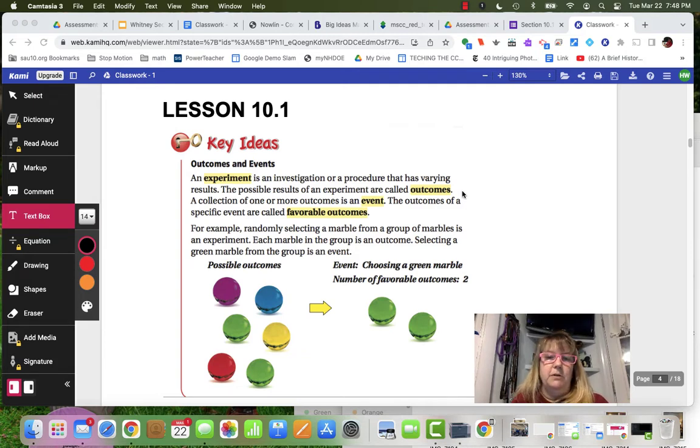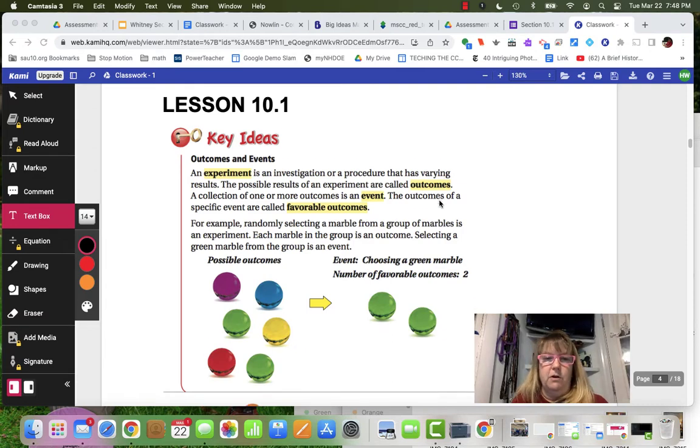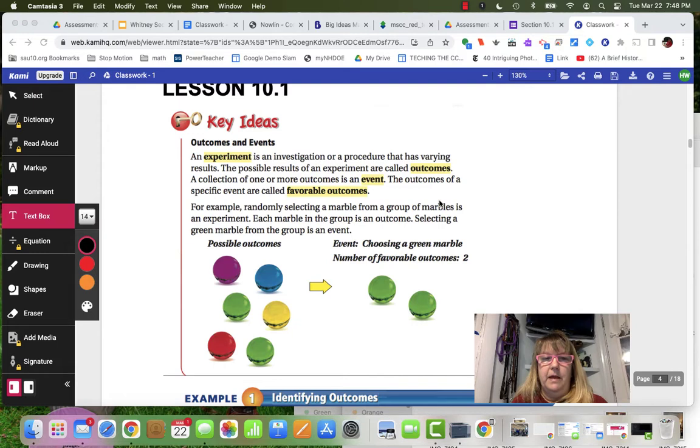The possible results of an experiment are called outcomes. So you do an experiment and you have outcomes. The collection of those outcomes is called an event. And the outcomes of a specific event that you're looking for are called favorable outcomes.